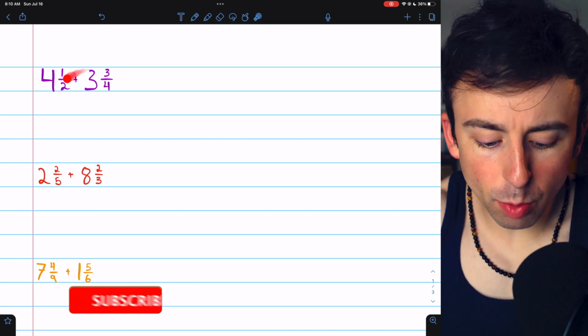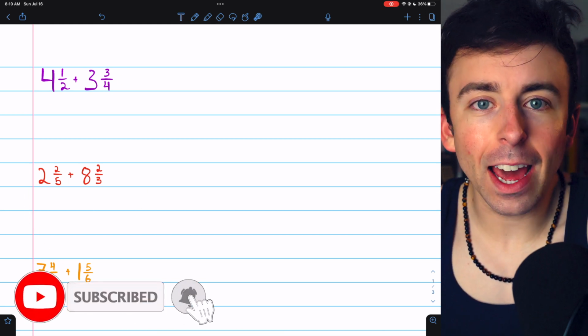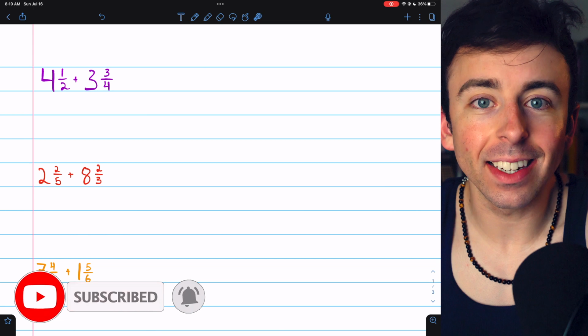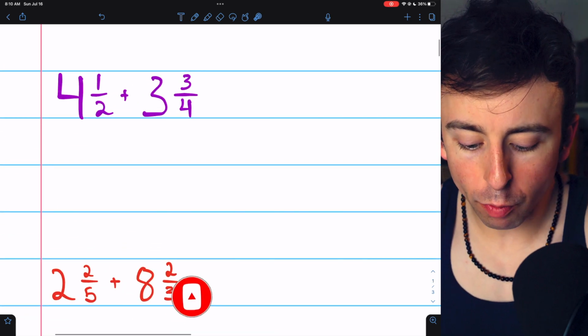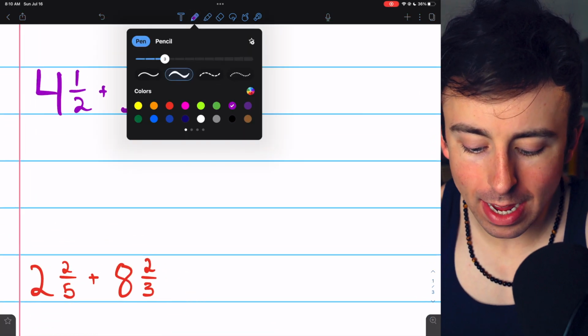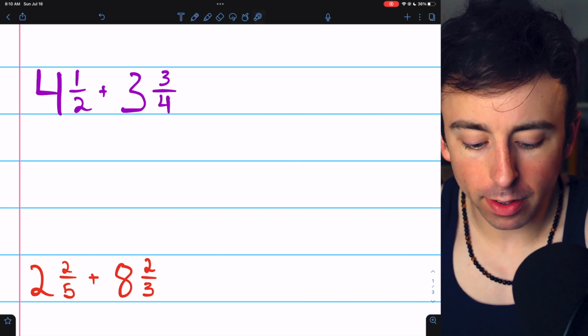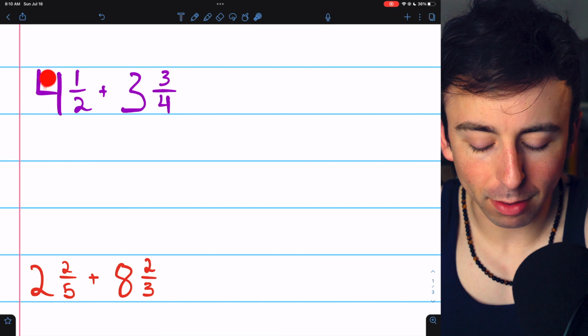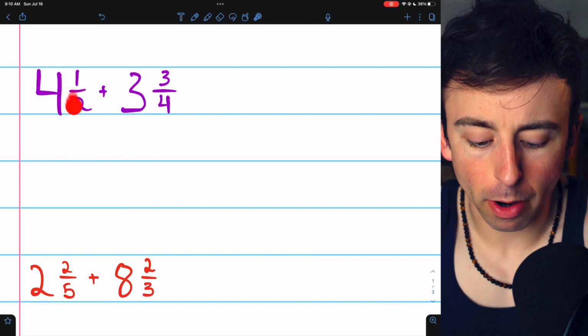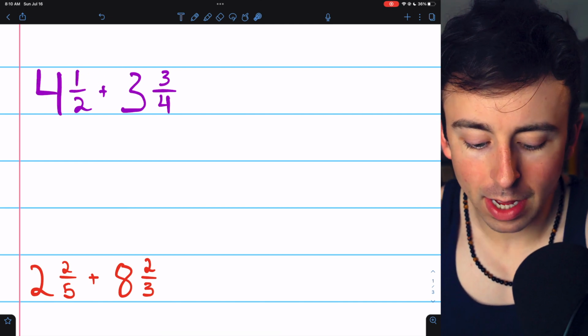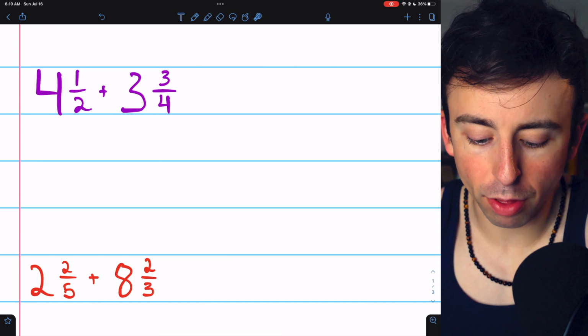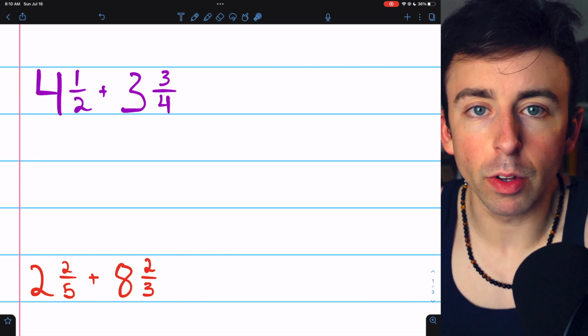Let's do these 3 examples to learn how to add mixed numbers with unlike denominators, beginning with 4 1/2 plus 3 3/4. A mixed number is made up of 2 parts, a whole part, in this case 4, and a fractional part, in this case 1/2. The other number here has a whole part of 3 and a fractional part of 3/4.